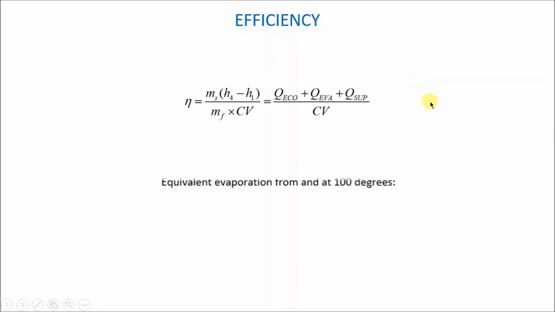And then there is also what we refer to as the equivalent evaporation from and at 100 degrees. And the equation for that is given by this. Okay, and so you already know what everything in that equation stands for. So these are just two equations that you really need to know before we look at the examples. So let us now get quickly into examples.